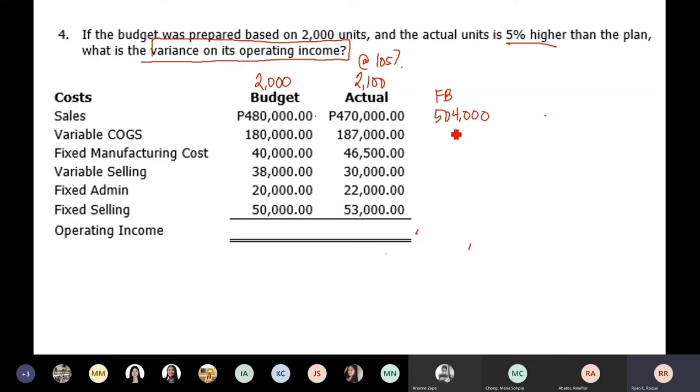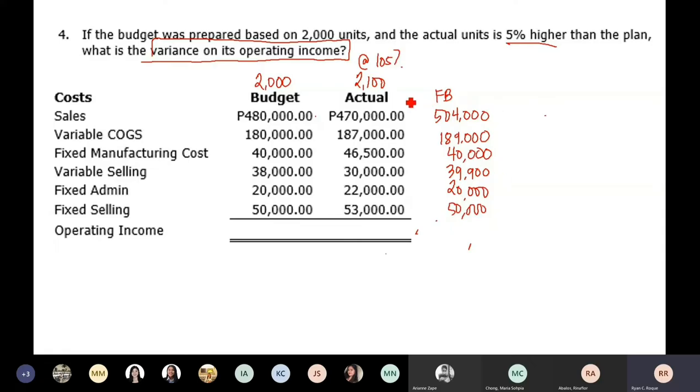So it's up to you, kunin nyo mas okay sa inyo. So gawin muna natin, variable COGS natin, 180 times 1.05, this is 189,000. Okay? And then 40,000 pa rin ang ating fixed cost. Ang variable selling ay 38,000 times 1.05 or divided by 2,000 times 2,100. And this is 39,900. Okay? Ayan. And then the fixed admin, again, 20,000. The fixed selling is 50,000.